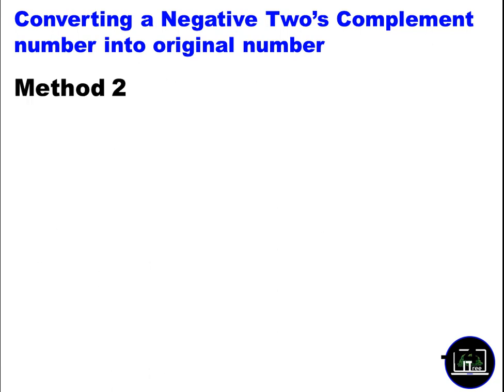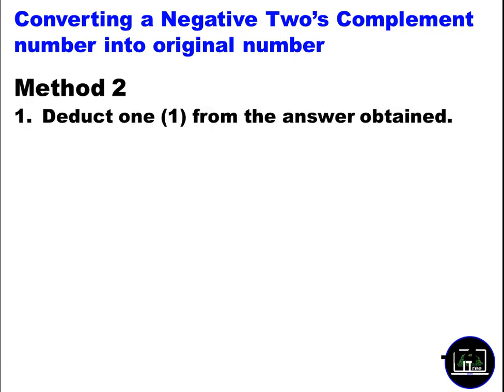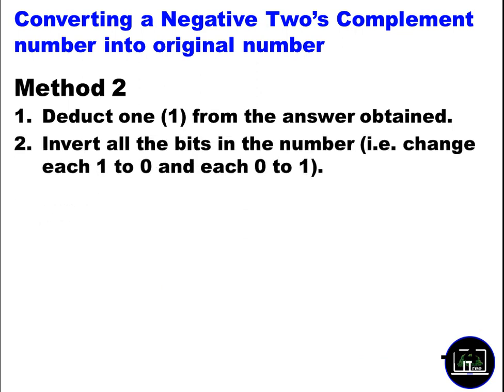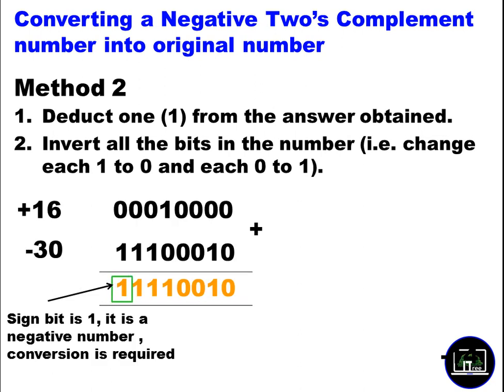Second method. What the second method is, you deduct 1 from the answer, then you invert the numbers there. First you deduct 1, then you invert it, something like this. First you deduct 1.